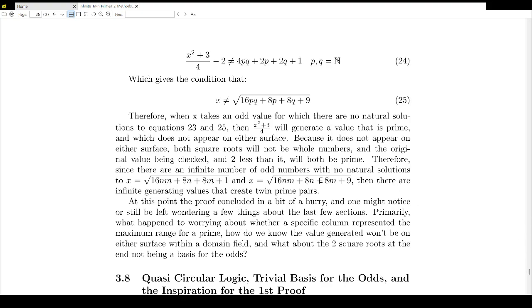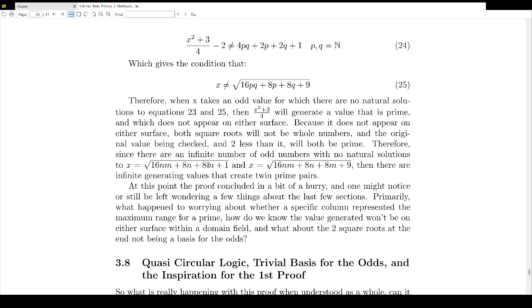But there's the part I just kind of threw in non-rigorously. I said, therefore, since there's an infinite number of odd numbers with no natural solution to this and no natural solution to that. When I originally had this, my mind just looked at these two forms, 16nm, 8n, 8m, and 1, and the same thing in 9. And I thought it was trivial. I said, oh, that's trivial, there's going to be an infinite number of odd numbers that are not of this form. And I think it kind of is, but prove it, right? Go ahead and show that there's an infinite number of odd numbers not of this form.